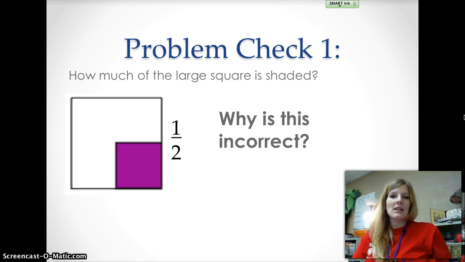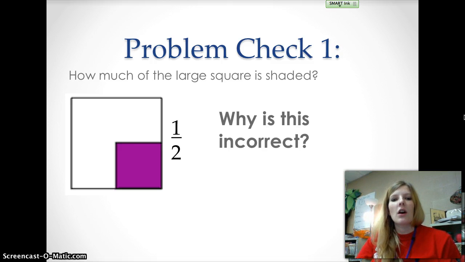Your first problem check has to do with fractions in general. So I have this sample problem and answer, and I want you to tell me why it's incorrect. How much of the large square is shaded? The answer was 1/2. Why is that incorrect? Write it in your notebooks now and pause the video.